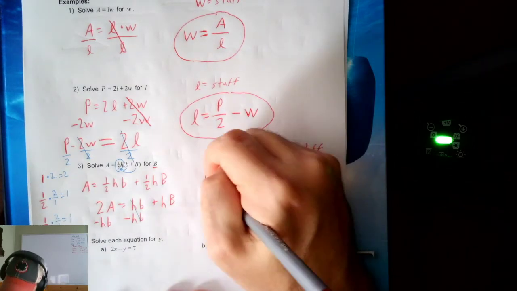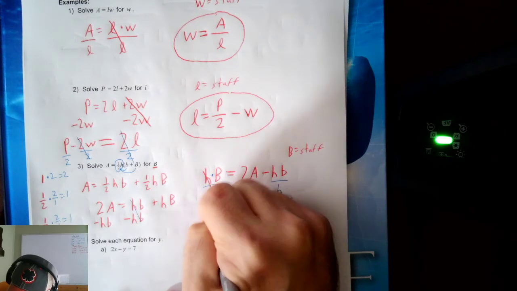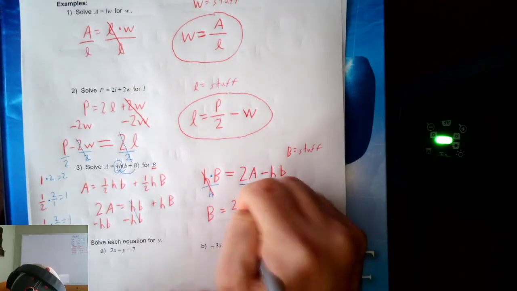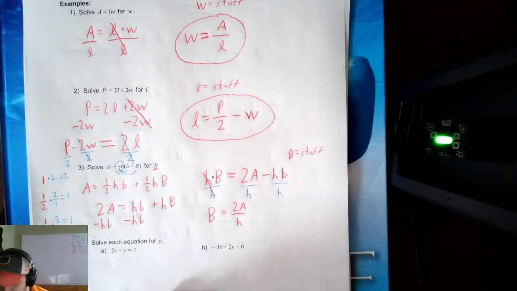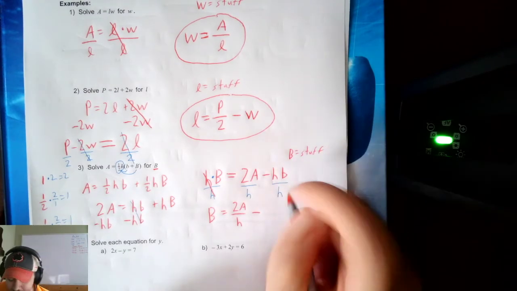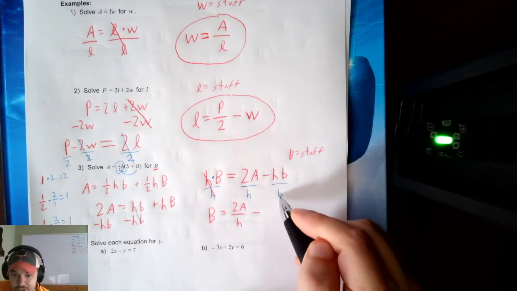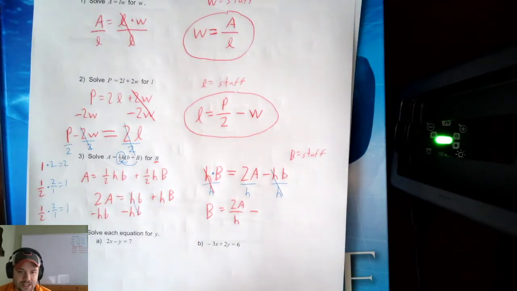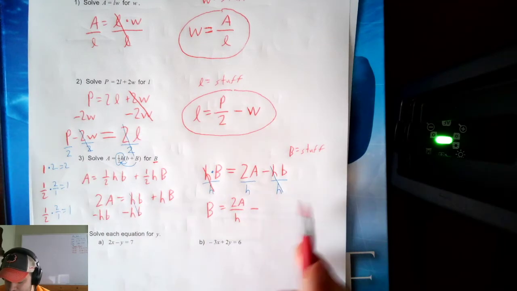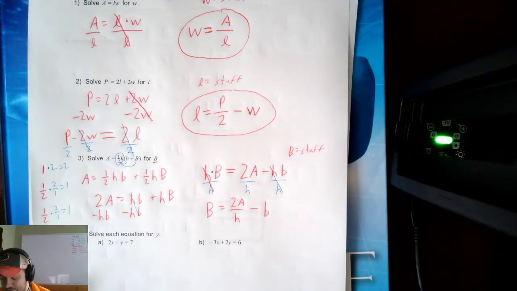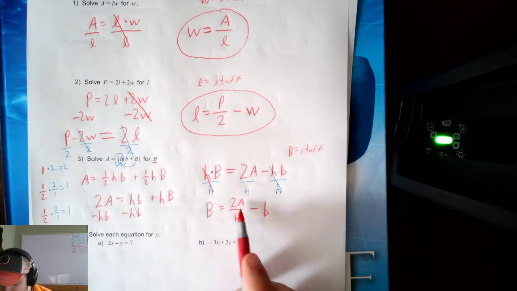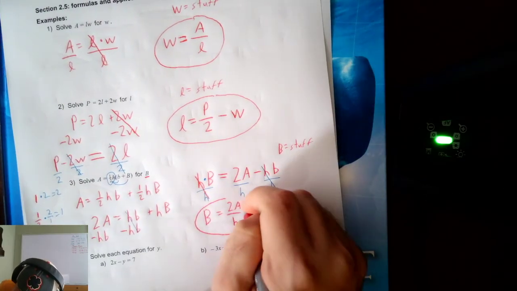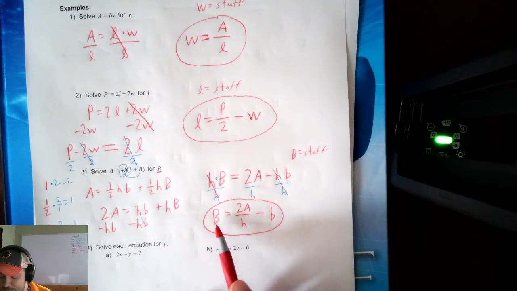In our first term, it will cancel and leave me with big B, like I wanted, equals 2A over H. 2A over H does not simplify at all. Minus HB over H. I have both H and H in the top and bottom. When you're dividing H by H, they will cancel, just like when I divided 2 by 2. That leaves just little b. So I have big B equals 2A over H minus little b, and this is my answer. I have solved it for big B.